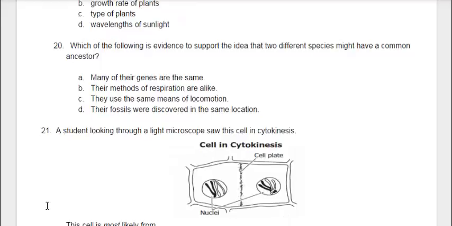20. Which of the following is evidence to support the idea that two different species might have a common ancestor? A. Many of their genes are the same. B. Their methods of respiration are alike. C. They use the same means of locomotion. D. The fossils were discovered in the same location.